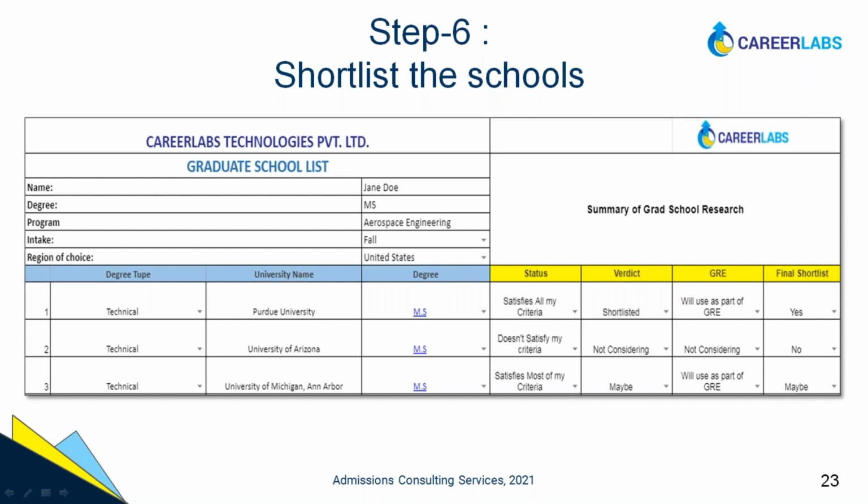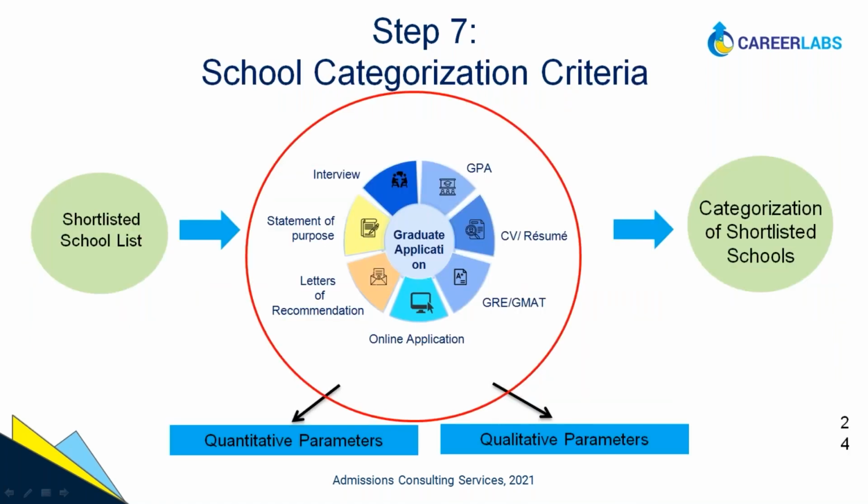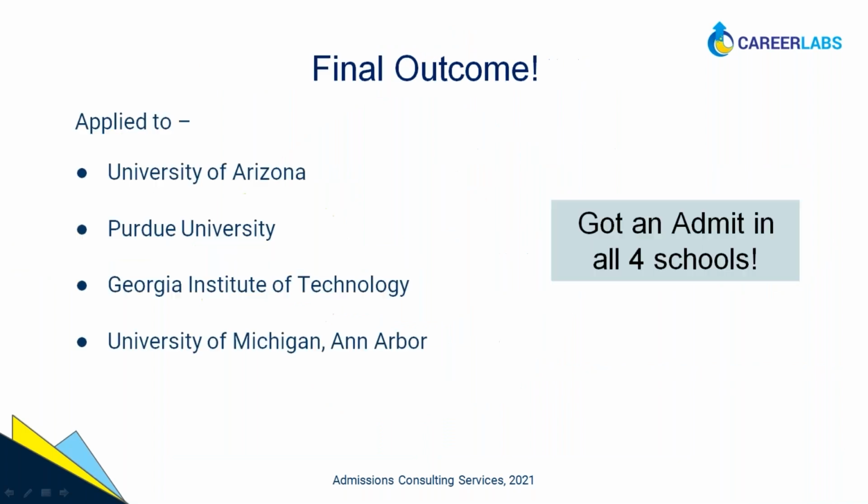So up to, say, step 6, it becomes a bit of an iterative process. Why is it iterative? Because you can keep changing your schools or programs or other things until you are able to get your proper preferences out. But the categorization is done only when we have all your complete details, and that is when we pitch in.